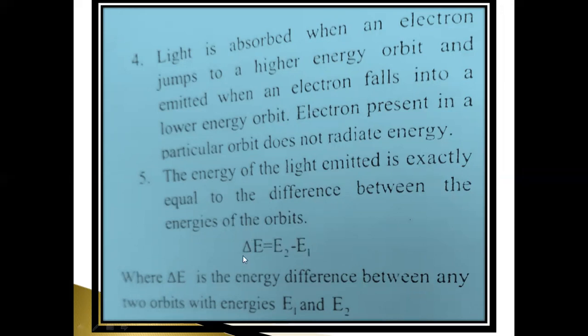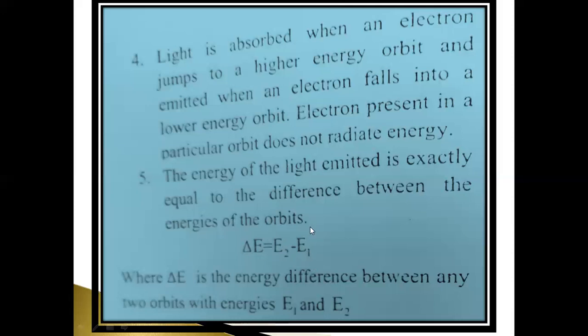That energy difference is represented by del E. Del E means the difference in energy of the two shells, or the two energy levels, or the two orbits, where del E is the energy difference between any two orbits with energies E1 and E2. Any two orbits means E2 may be the fourth orbit and E1 may be the third orbit, when the electron jumps from fourth to third or from fourth to one.